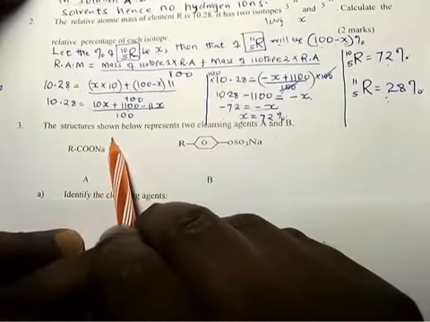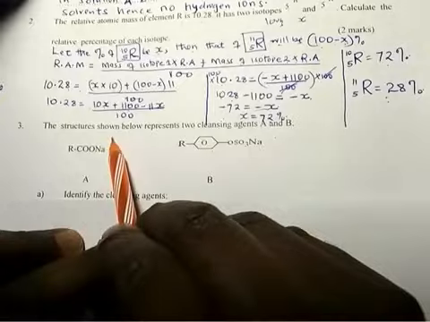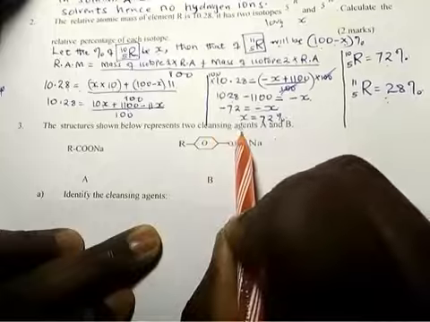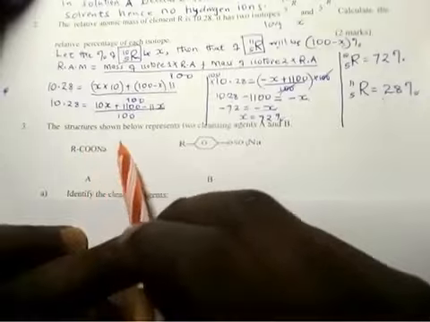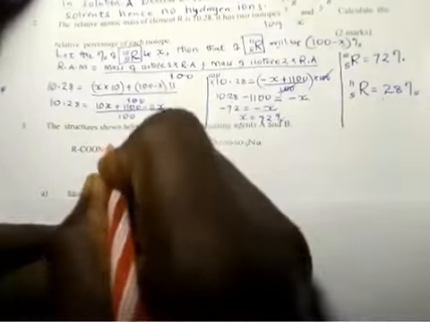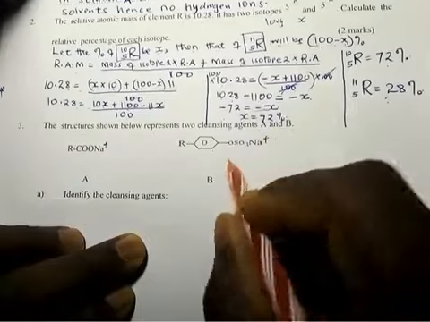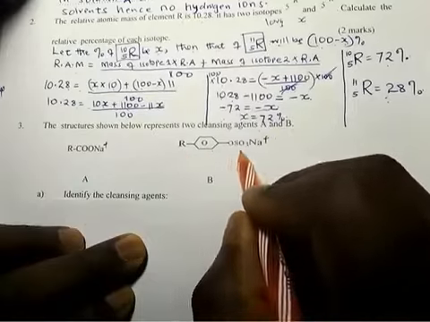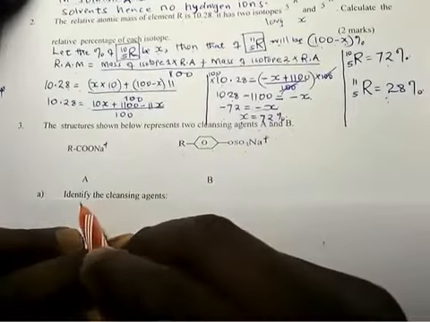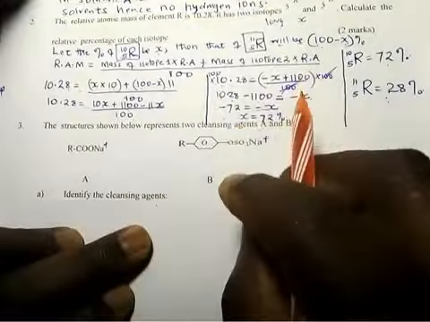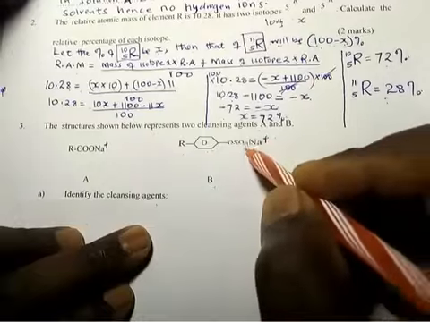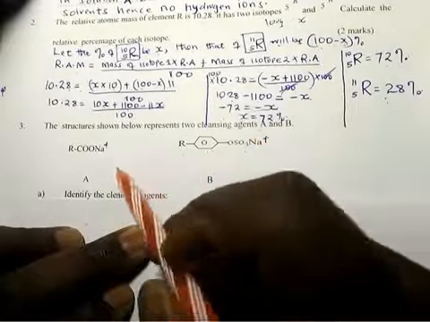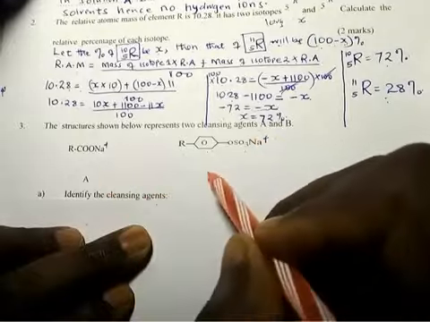The structure shown below represents two cleansing agents A and B. We have RCOONa. It is okay to put a positive there. And R this that is B. Identify the cleansing agents. Remember, we have two types of soaps. Not soaps actually, but the detergents. So we have the soapy detergent and the soapless.